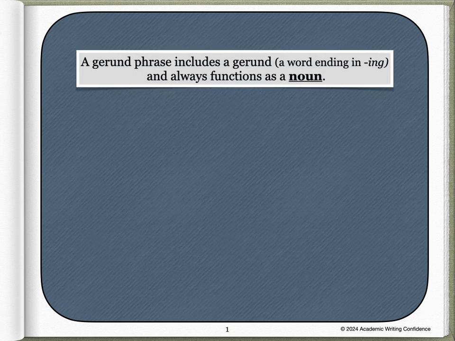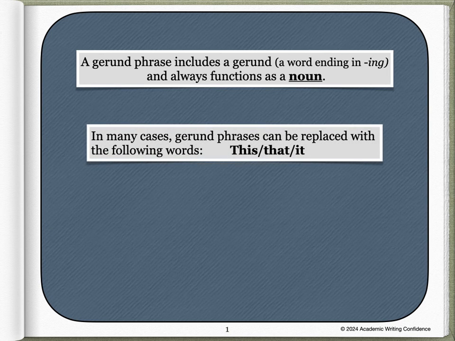First, let's talk about a gerund phrase. A gerund phrase includes a gerund, which is a word ending in ing, and it always functions as a noun. In many cases, gerund phrases can be replaced with the words this, that, or it.